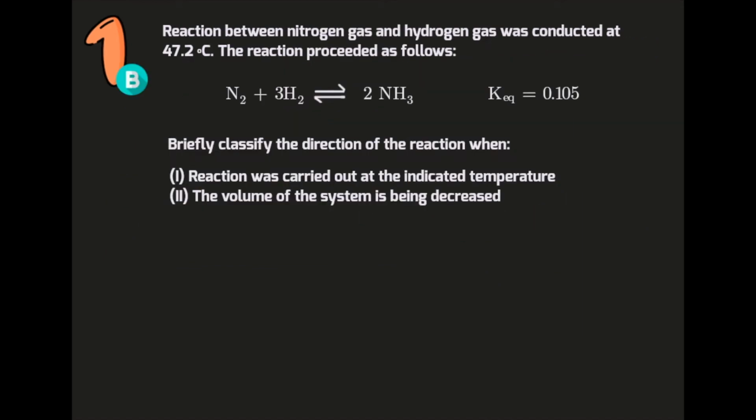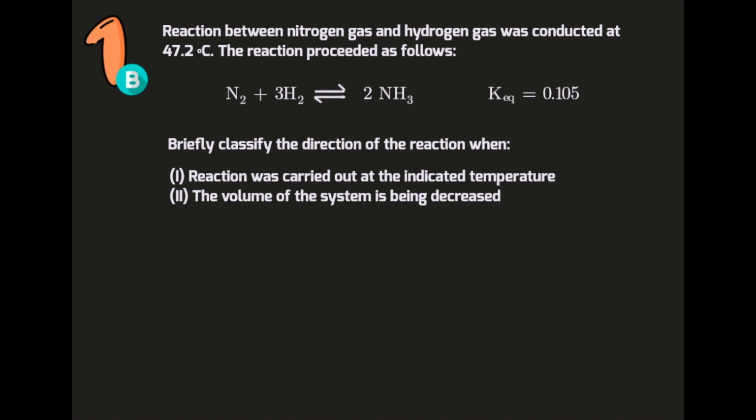Let's move on to question number 1b. Reaction between nitrogen gas and hydrogen gas was conducted at 47.2 degrees Celsius. The reaction proceeded as follows, with Keq equivalent to 0.105. Briefly classify the direction of the reaction when 1. the reaction was carried out at the indicated temperature, and 2. the volume of the system is being decreased.